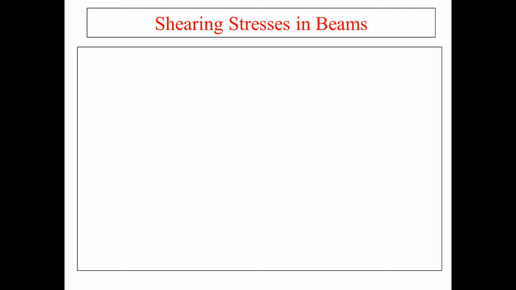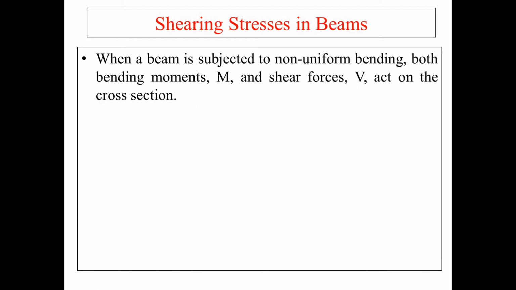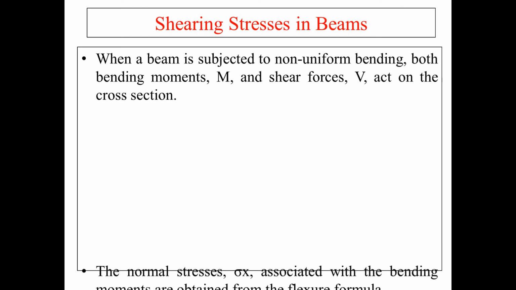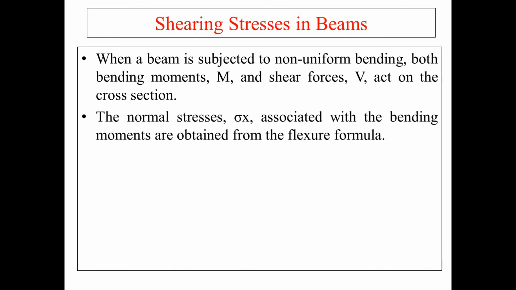Then coming to the shear stresses in beams. When a beam is subjected to non-uniform bending, both the bending moment M and the shear force V act on the cross section. In some books the shear force is taken as S, in some as Q, in some as F, but we are following either V or F. The normal stresses sigma x associated with the bending moment are obtained from the flexure formula.